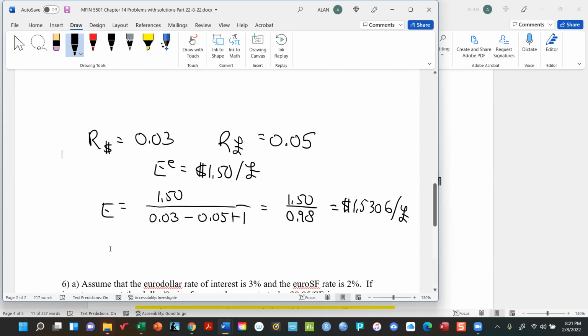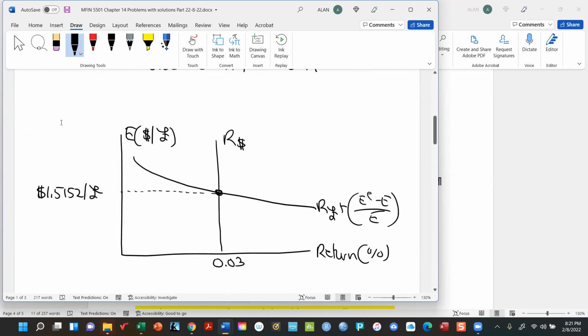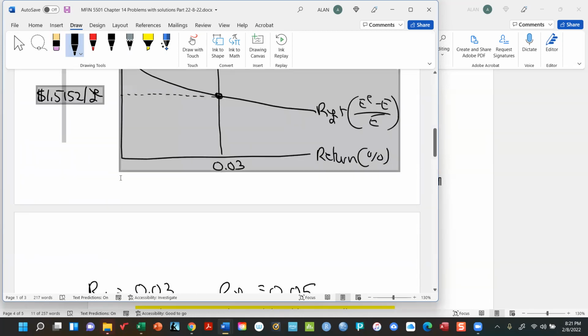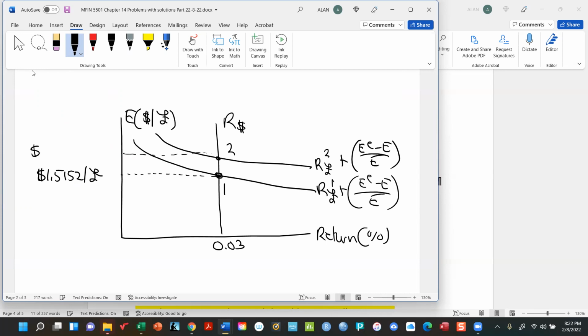Now, we don't really have to redraw the whole graph again. It asks for a new graph or another graph, but what you can really do is just take the same one and show the change. So we'll do exactly that right now. We'll call this 1, because that's the original value. And since the new interest rate in England is higher than the old one, the curve is basically shifting up or to the right, depending on how you look at it. And so here we're at 2 with our new higher equilibrium exchange rate of 1.5306 per pound. And that's it.